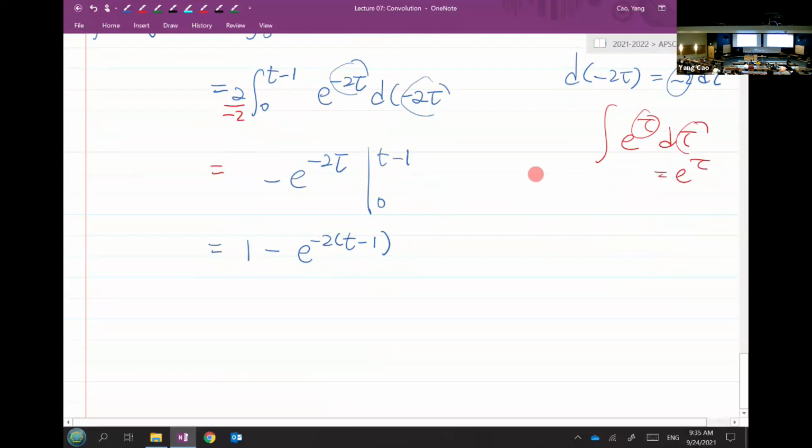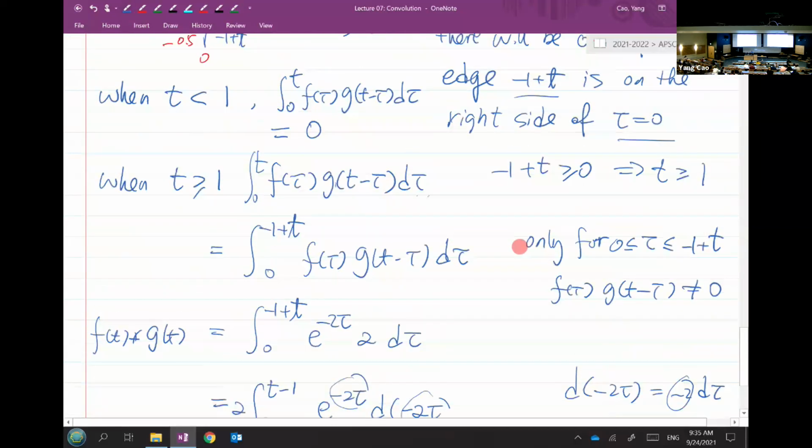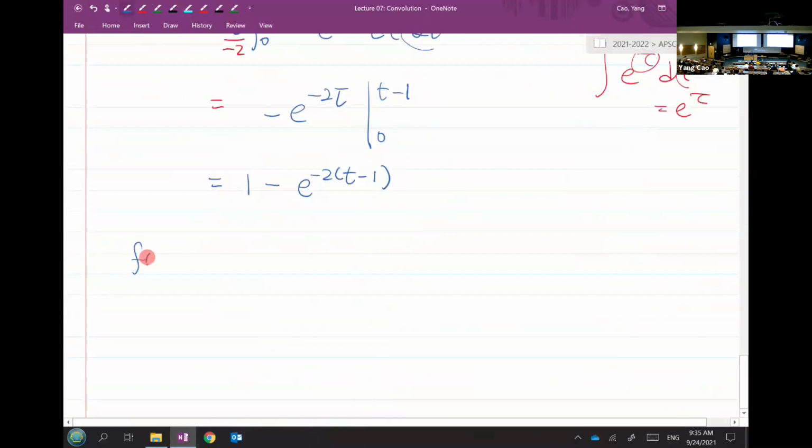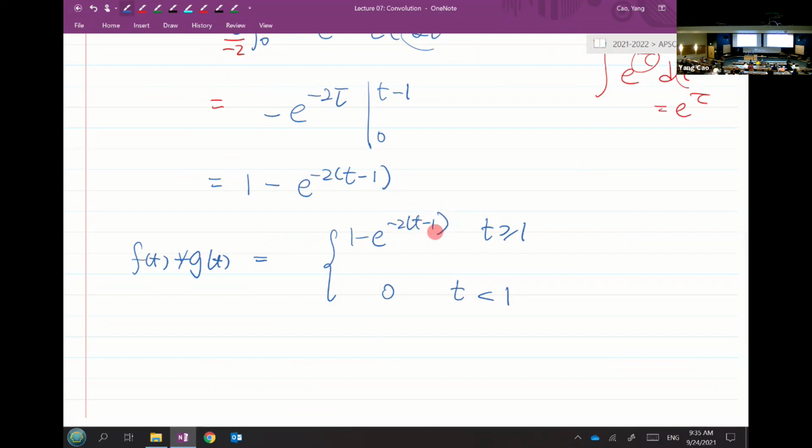So now you can summarize. Essentially, you end up with 2 situations for the results of this convolution, f of t convolved with g of t. First, it's 0 when t is less than 1. And when t is greater than 1, you have this one here. So technically you can stop here. You don't have to continue anymore.